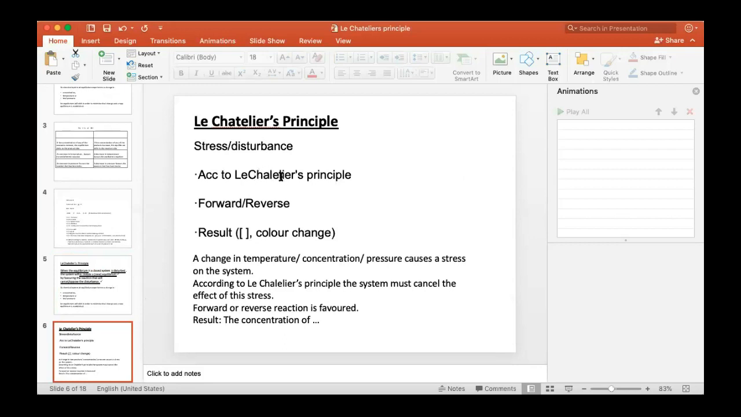Then, according to Le Chatelier's principle, the system will cancel the effects of the stress. As a result, you can say the forward or reverse reaction is favored, and then we can say that because the forward or reverse reaction is favored, the concentration of this increases or that decreases, and as a result, the color changes as such. So let's look at an example.